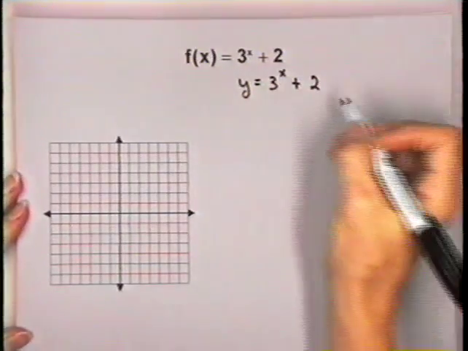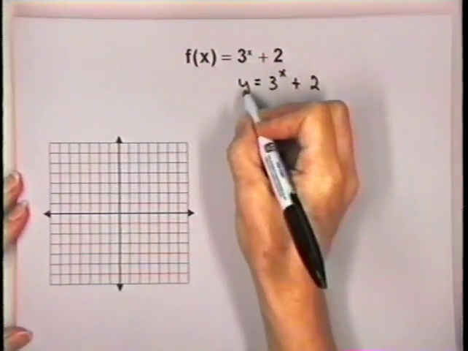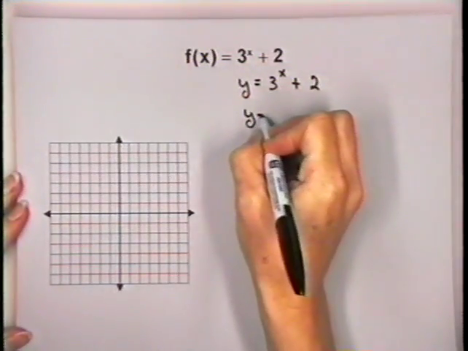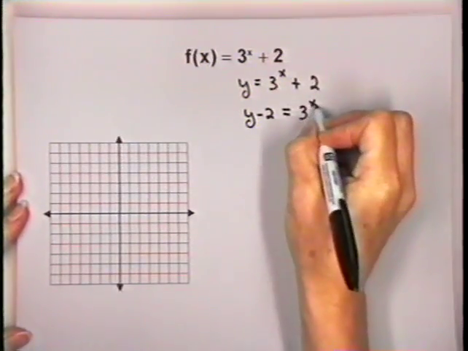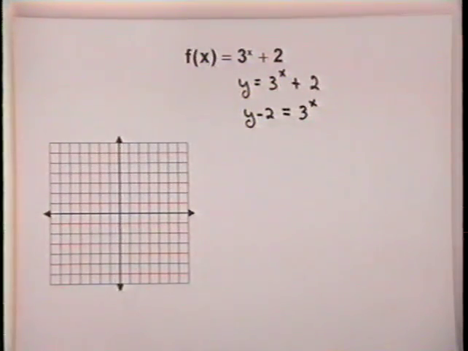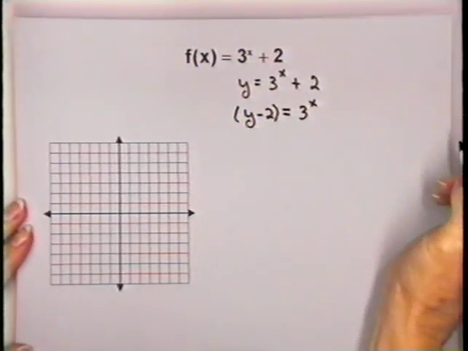Now, what I'm going to do next, I'm going to take this constant 2 over here, and I'm going to subtract it and take it over here on the same side of the equation with my y value. So I'm going to write y minus 2 is equal to 3 to the x power. There's nothing wrong with doing that. That's perfectly good algebra. Now, what I'm going to do is kind of group this y minus 2 over here.